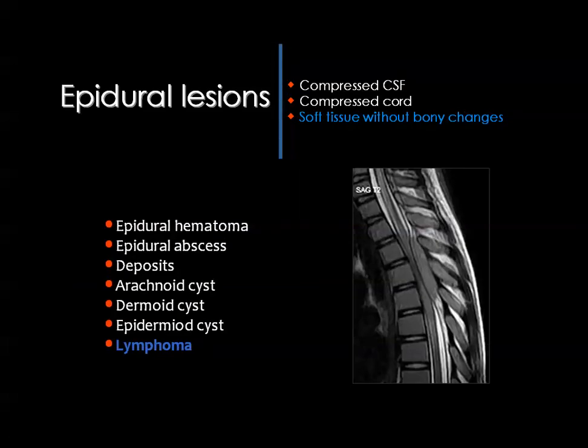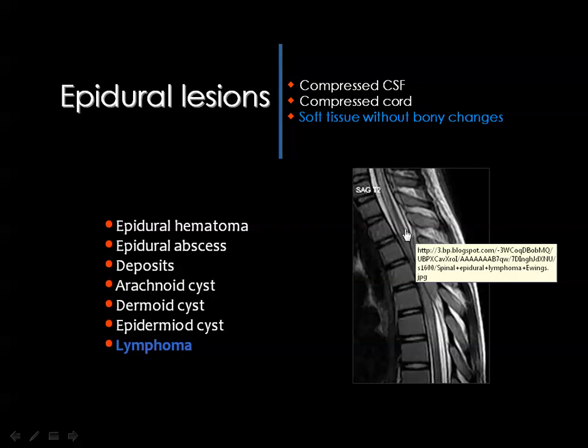Then, if you see epidural pathology, how can you know that this is epidural? By the appearance of the CSF and the cord. You remember the CSF on the side of the lesion will be compressed and the cord is compressed. Then you are dealing with an epidural pathology. What are the possibilities? Epidural hematoma, epidural abscess, epidural metastasis.